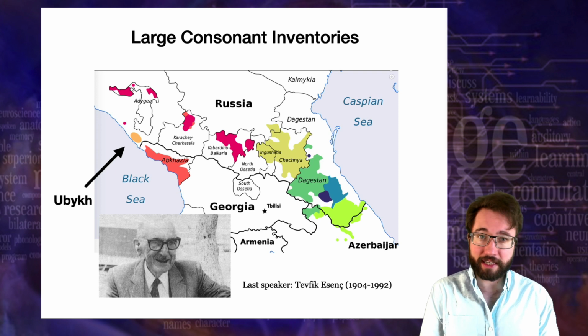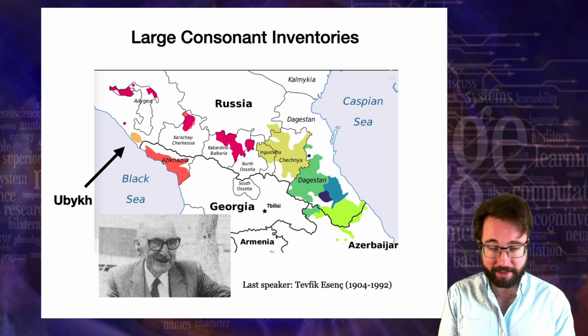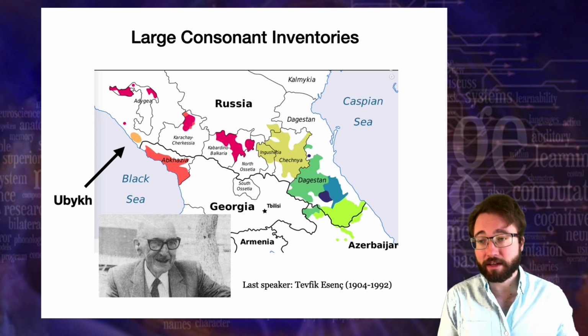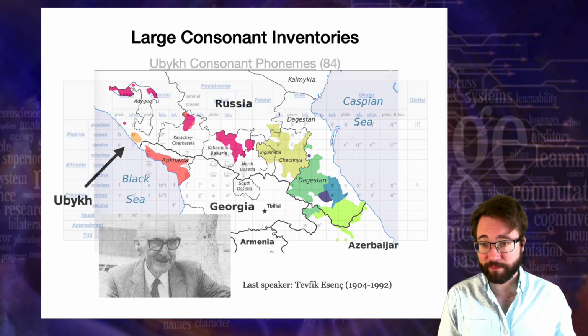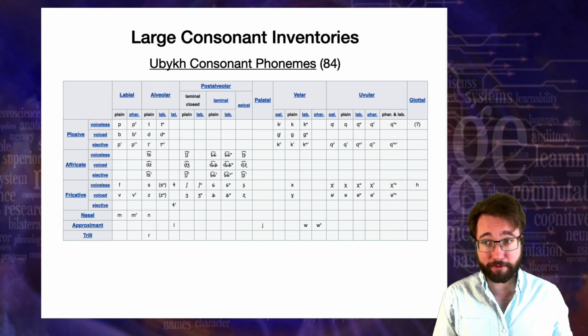So this is one of the key reasons why linguistics is important in the world today: language documentation, documenting languages that are about to go extinct and which are of incalculable value to these communities. So we'll talk about the Ubykh language and its consonant inventory. Here are the consonant phonemes in Ubykh.